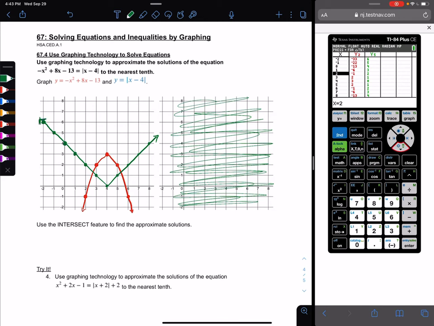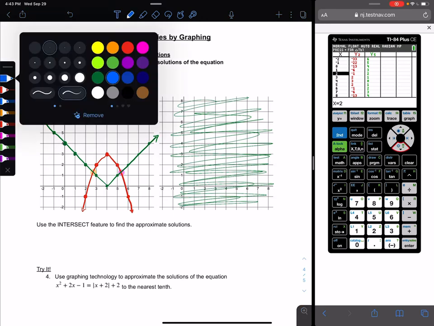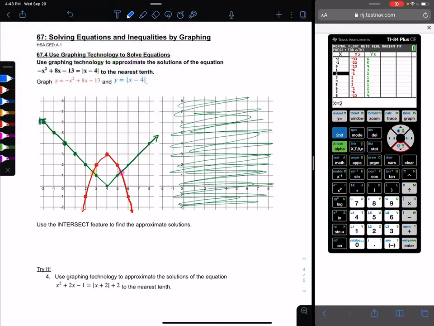All right, so I have two solutions. I have a solution right here, and I have a solution right here, right where they cross. So it's somewhere between 2 and 3, a little bit closer to 3, and somewhere between 5 and 6, a little bit closer to 5. Now, previously, in the last video, we used our table, and we changed our table settings to find our solutions. That's not going to be the case this time.